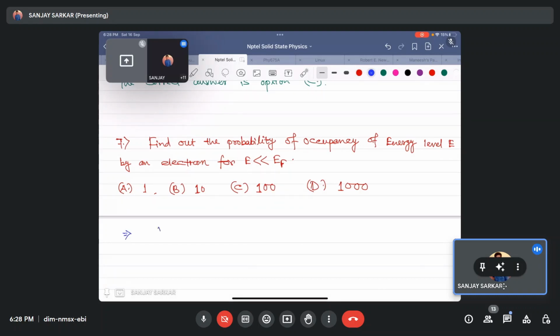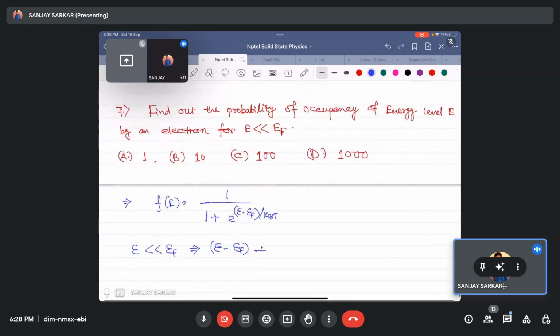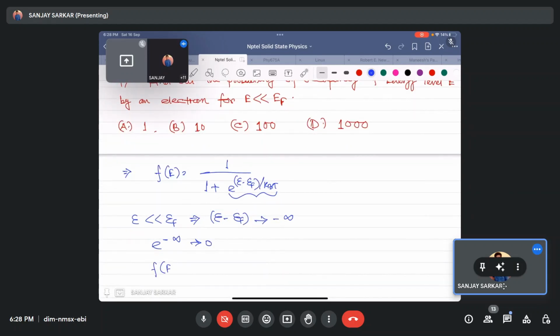The Fermi-Dirac distribution function f(E) is 1 upon 1 plus exponential of (epsilon minus epsilon F) by kBT. So the energy epsilon is much less than epsilon F, which implies that epsilon minus epsilon F tends to minus infinity, and you know that exponential of minus infinity is 0. So this term will vanish and f(E) is 1 upon 1, which is 1.